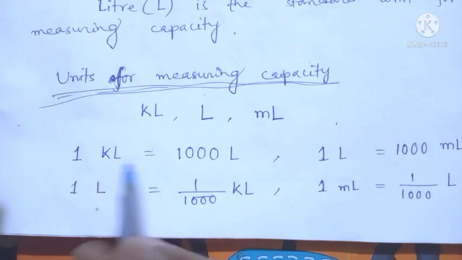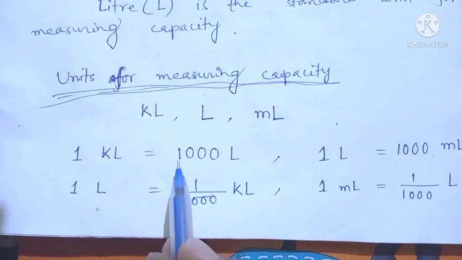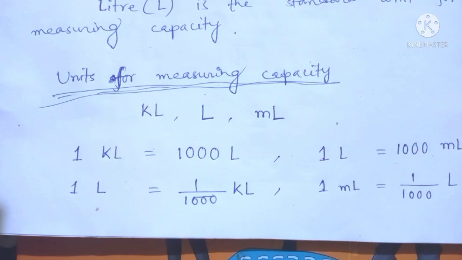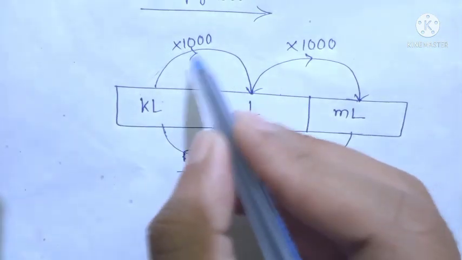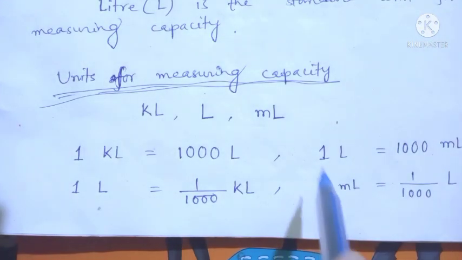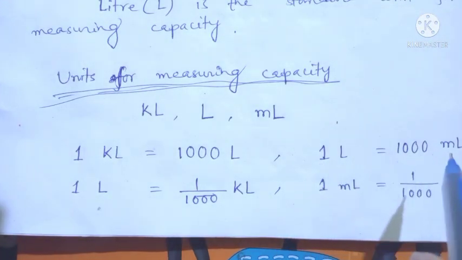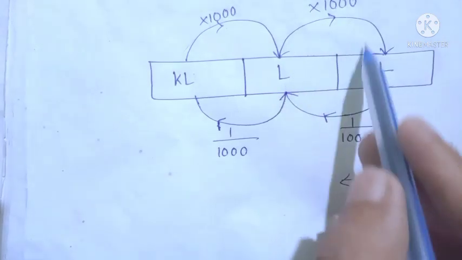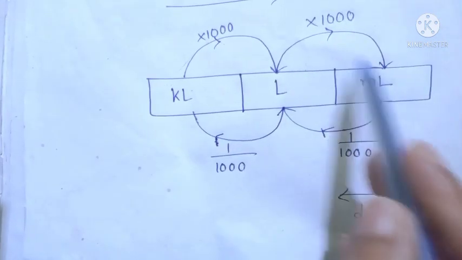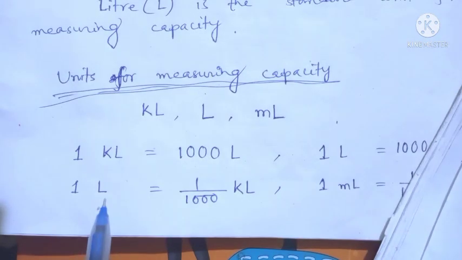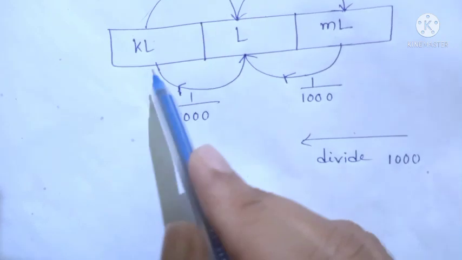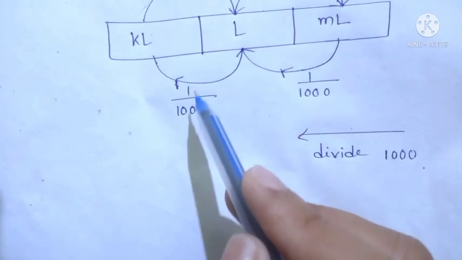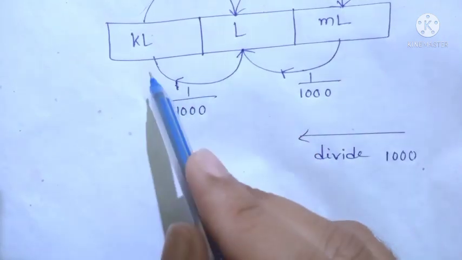So students, 1 kiloliter means 1000 liter. You can see here only one step, so 1000 liter. Now 1 liter equal to dash ml: 1000 ml, because one step only. Now 1 liter equal to dash kiloliter. Liter is smaller, kiloliter is bigger, so you have to divide by 1000, because only one step.